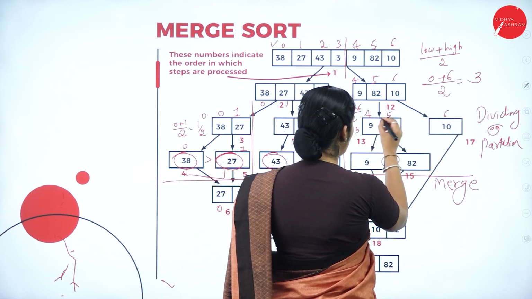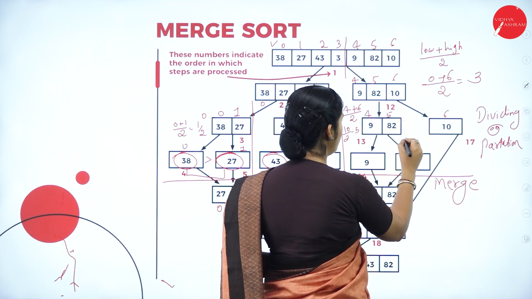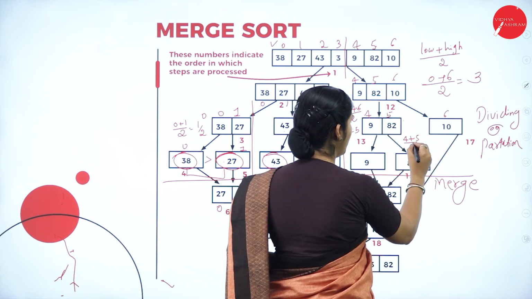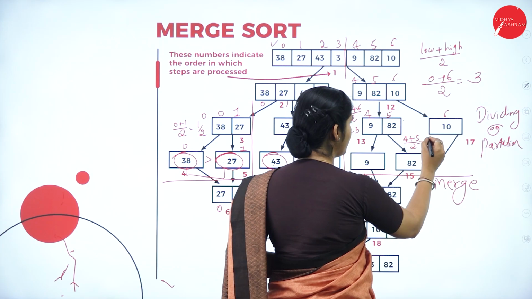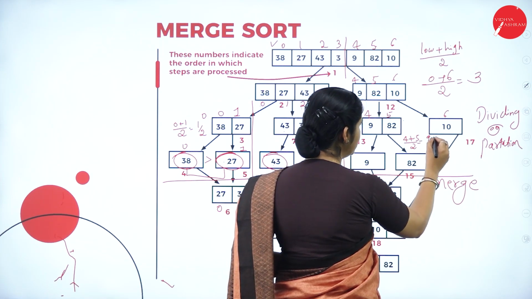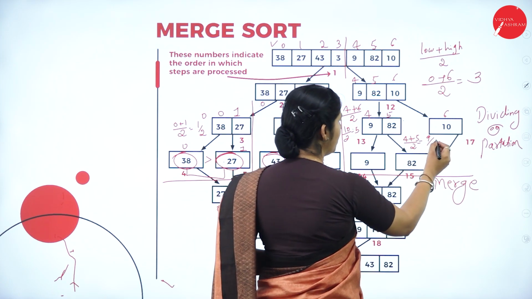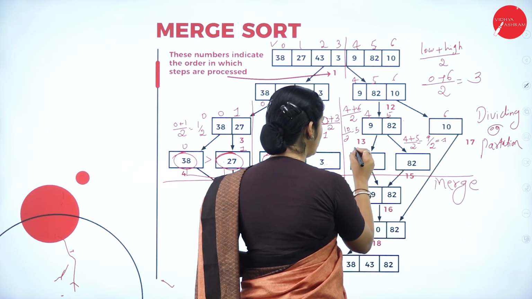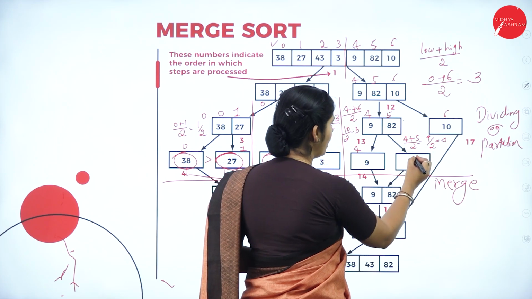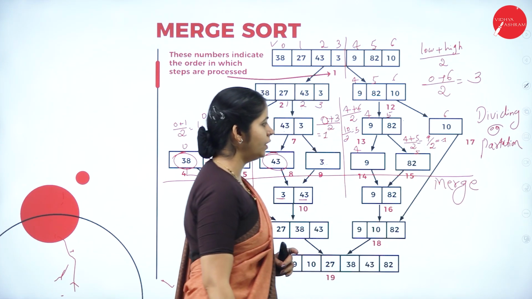Similarly, here the low and high values will be 4 plus 5 divided by 2. What is 4 plus 5? That is 9. 9 divided by 2, right? So 9 divided by 2 is equal to 4. So 4 will be the first half of the array and 5 will be the second half of the array.